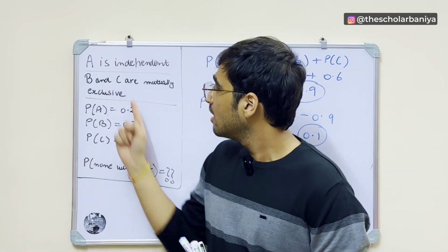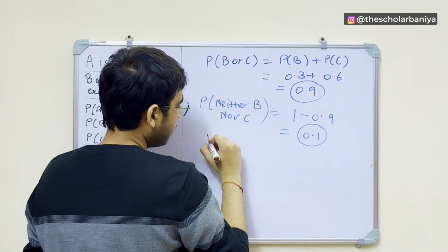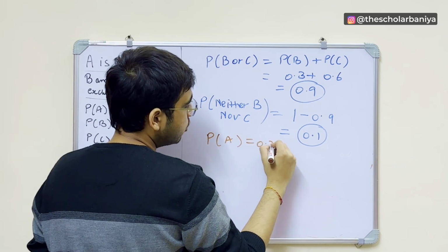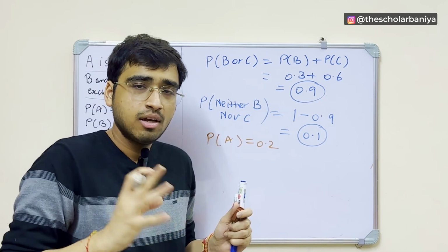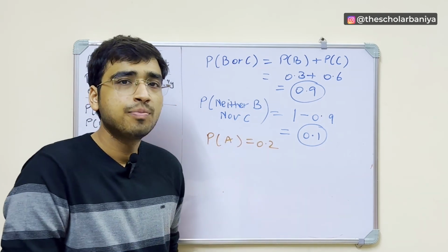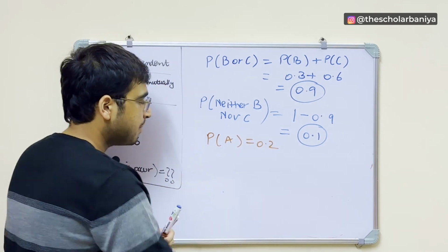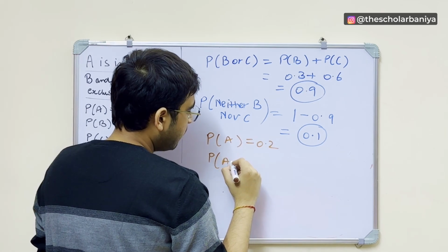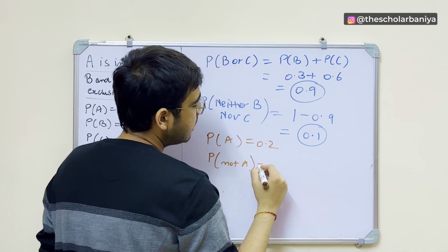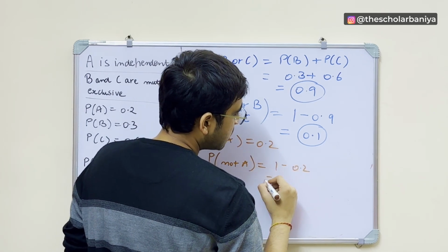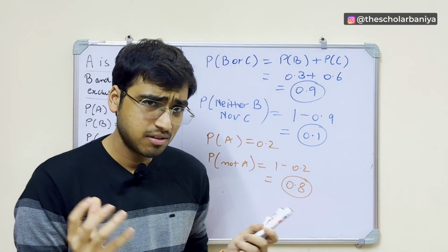Now tell me one thing. The probability of A is what? 0.2, right? So if the probability that A will happen is 0.2, then what is the probability that A will not happen? It is 1 minus 0.2, obviously, right? So the probability that A will not happen, or probability of not A, basically you can write anything, that is 1 minus 0.2, which is 0.8. I hope this is pretty clear, right?